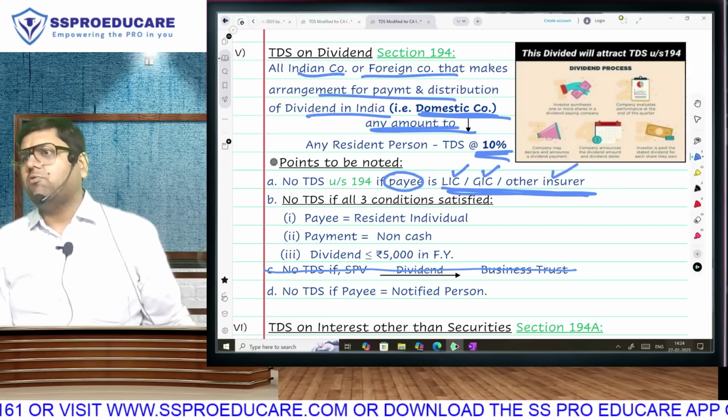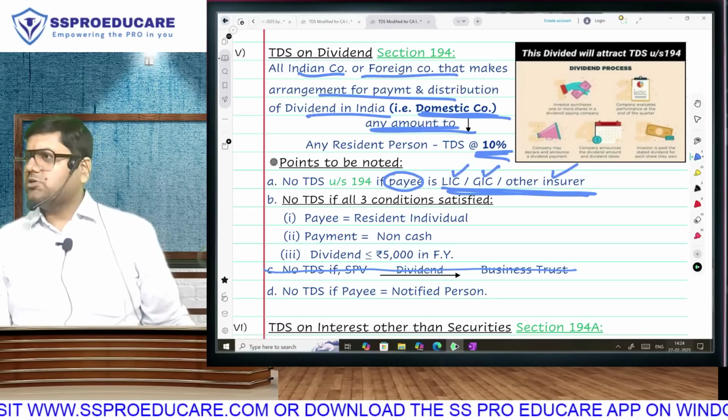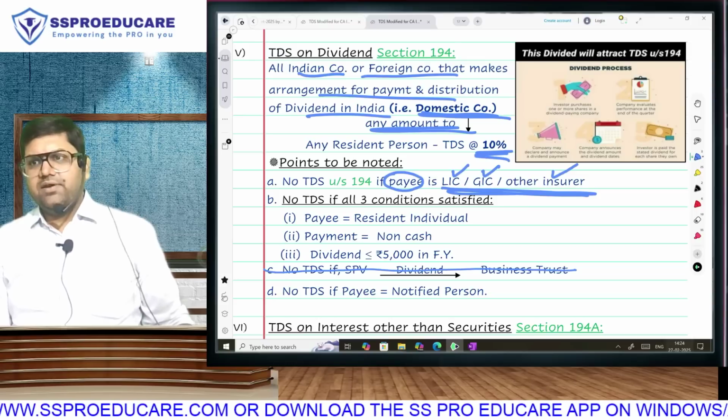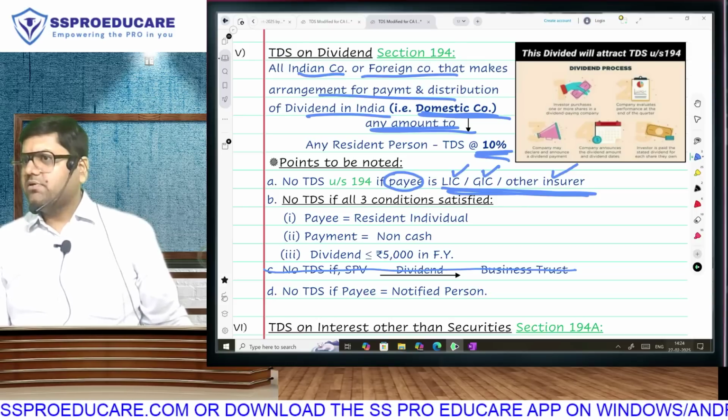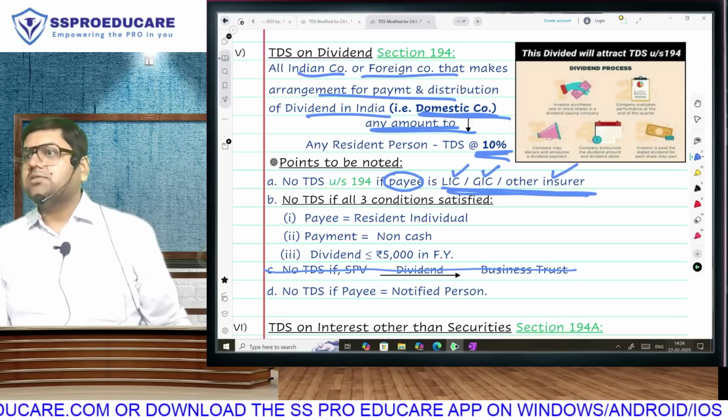Now I want to see whether you are understanding the chapter. Supposing life insurance corporation. It will have a huge amount of equity investments. It will get dividend. Will there be TDS? No. So for life insurance corporation, the dividend income is exempt from tax.